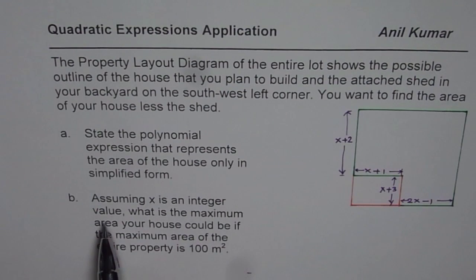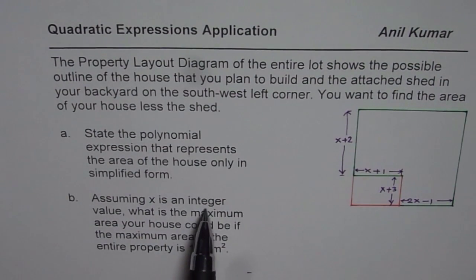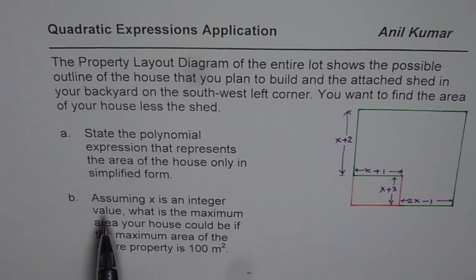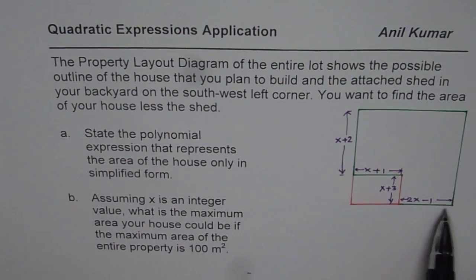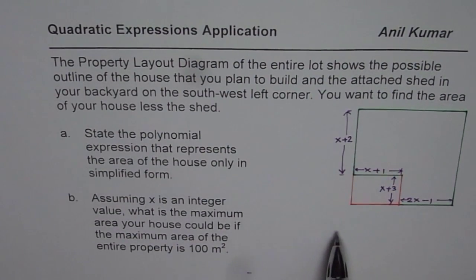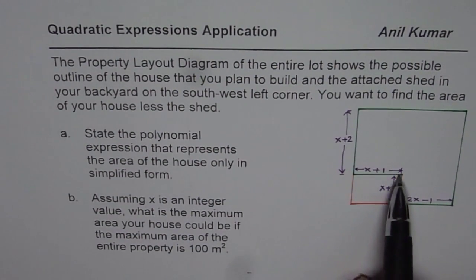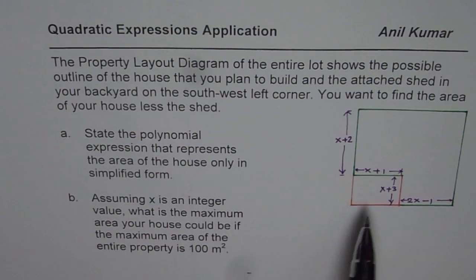And part B is, assuming x is an integer value, what is the maximum area your house could be if the maximum area of the entire property is 100 meters square? So if the entire property area is 100 meters square, find the maximum area of your house. Assume x to be an integer, right? So that is the question. You should pause the video now, try to answer, and then look into my suggestion.